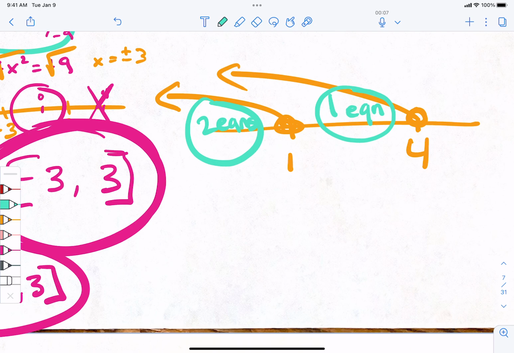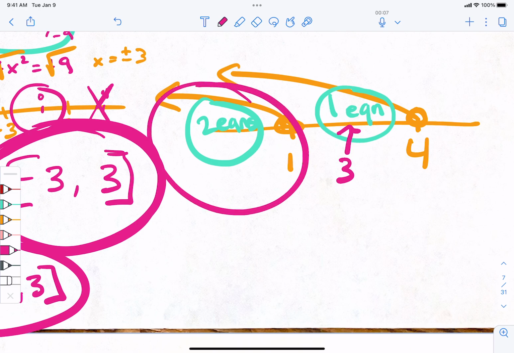Okay, but what if the two arrows go right? Let's say x was 3, it would work in one of the equations but not in the other. Does that make sense? Yes. So you would have to go with x is less than or equal to 1 because that's the most restricted.